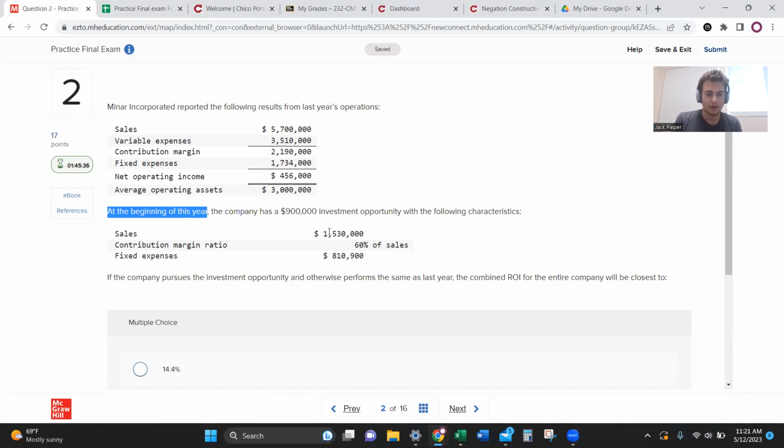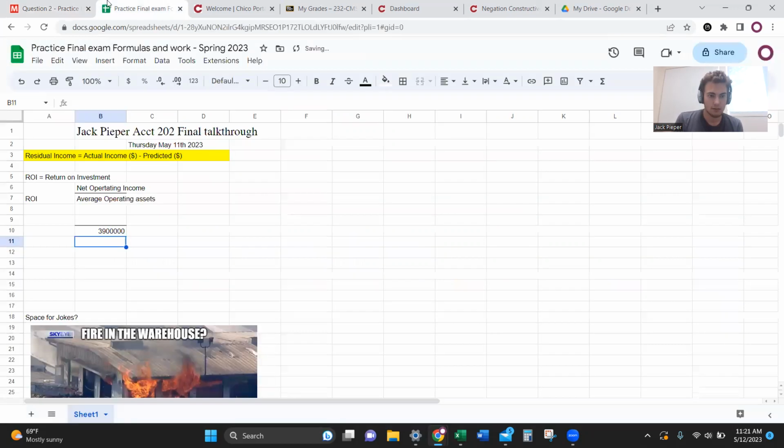Okay, now let's find our new net operating income. So we'll do the same process. So we'll do 1,530,000 times 0.6, and then minus 810,000 fixed costs. All right, that's 108,000. And then we can add that to our old net operating income, 456,000. And then we can now divide that by 3.9 million.